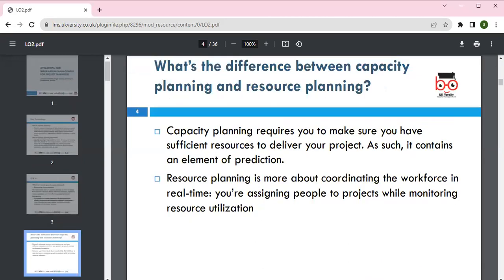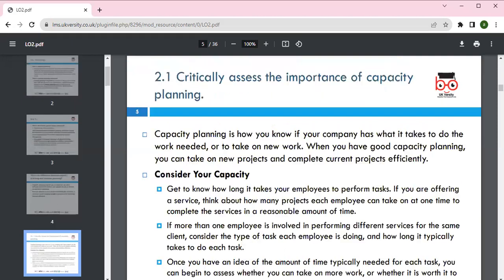What is the difference between capacity planning and resource planning? Capacity planning requires you to make sure you have sufficient resources to deliver the project, so it contains an element of prediction. Resource planning is more about coordinating the workforce in real time, assigning people to projects while monitoring resource utilization.